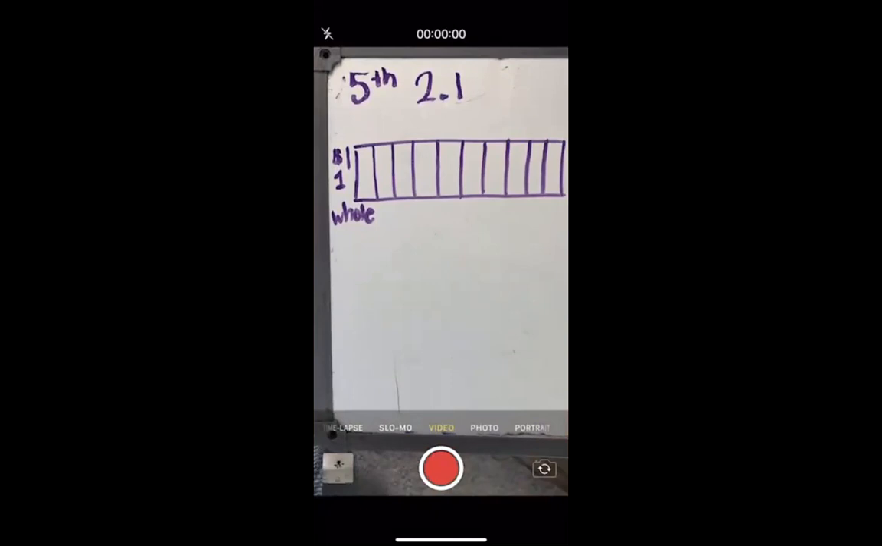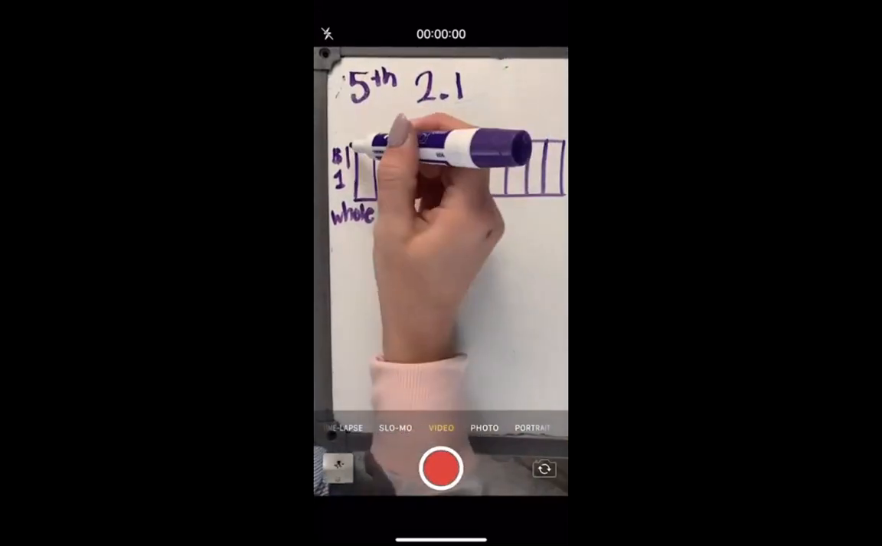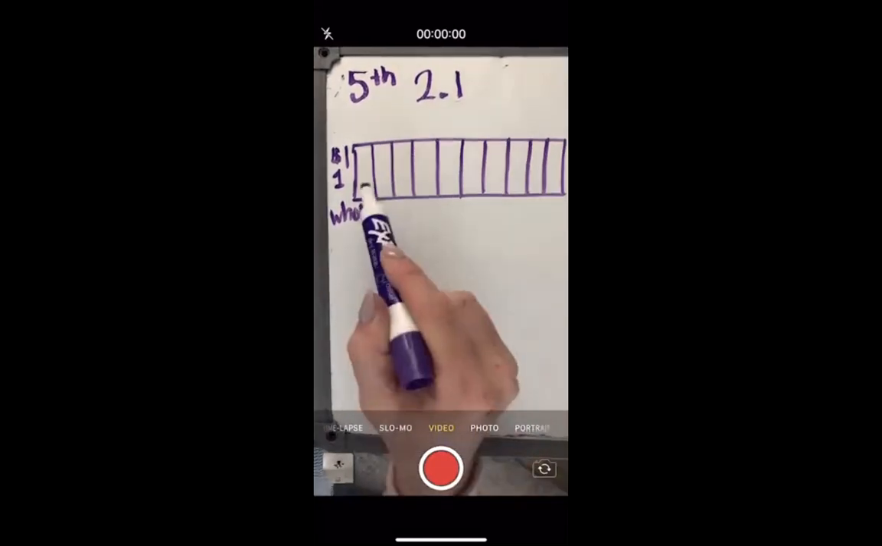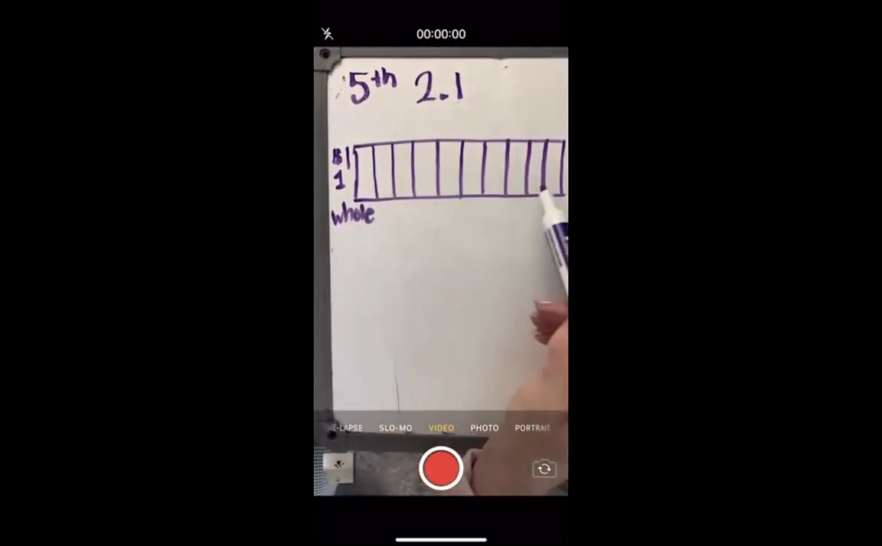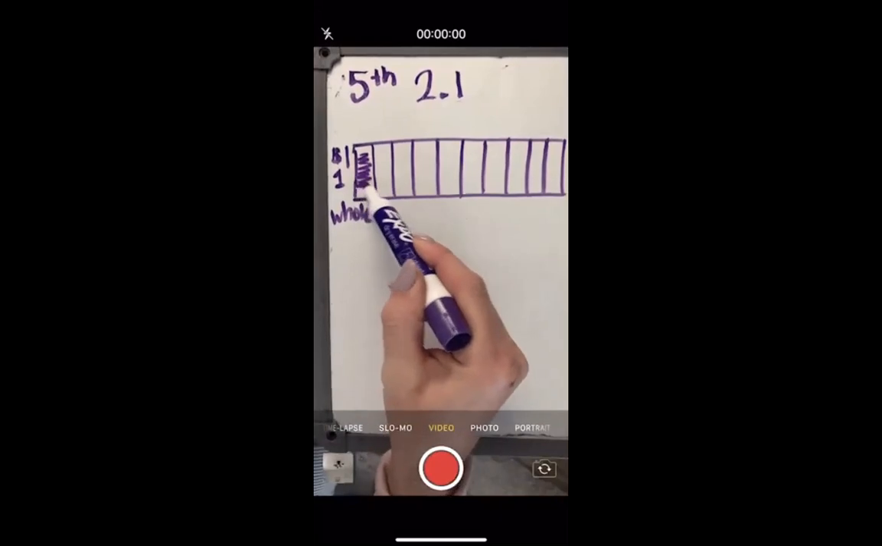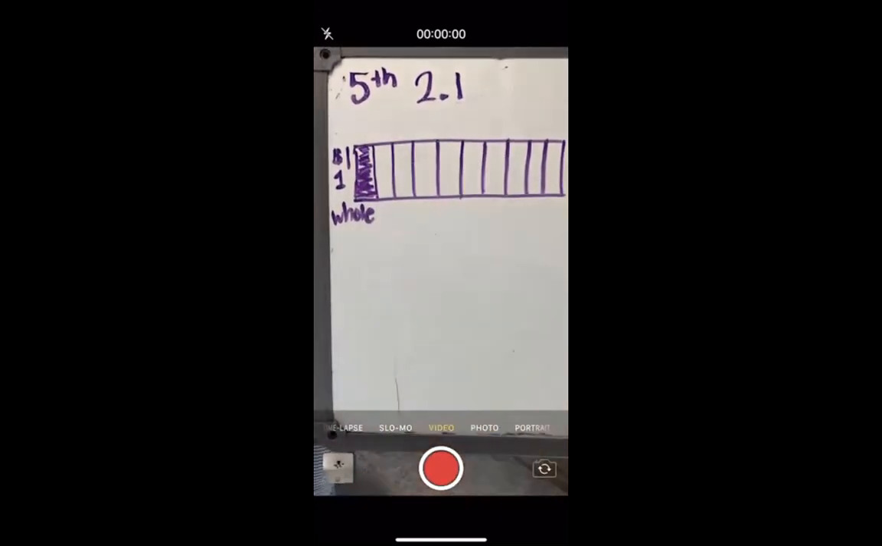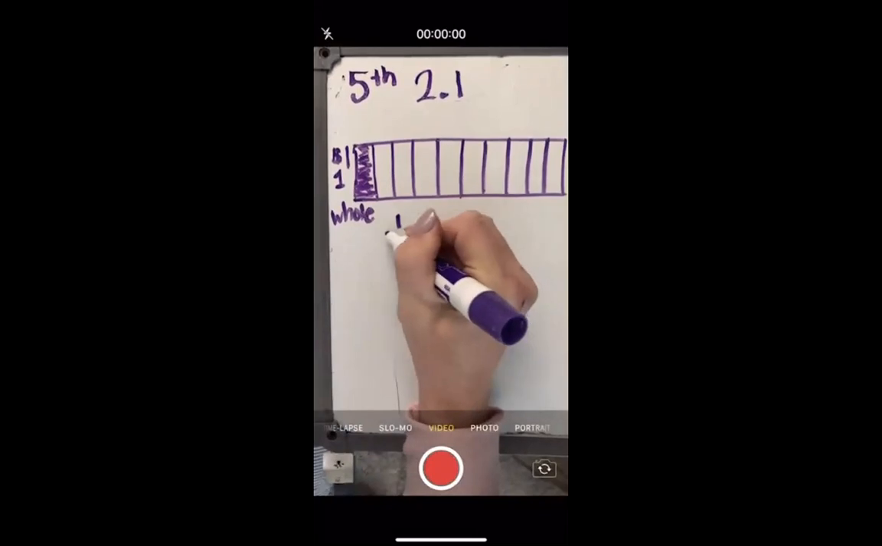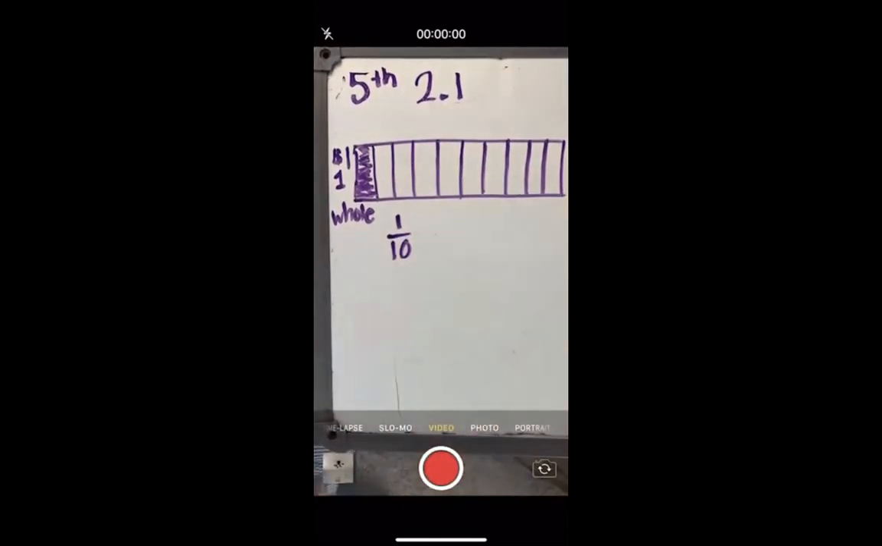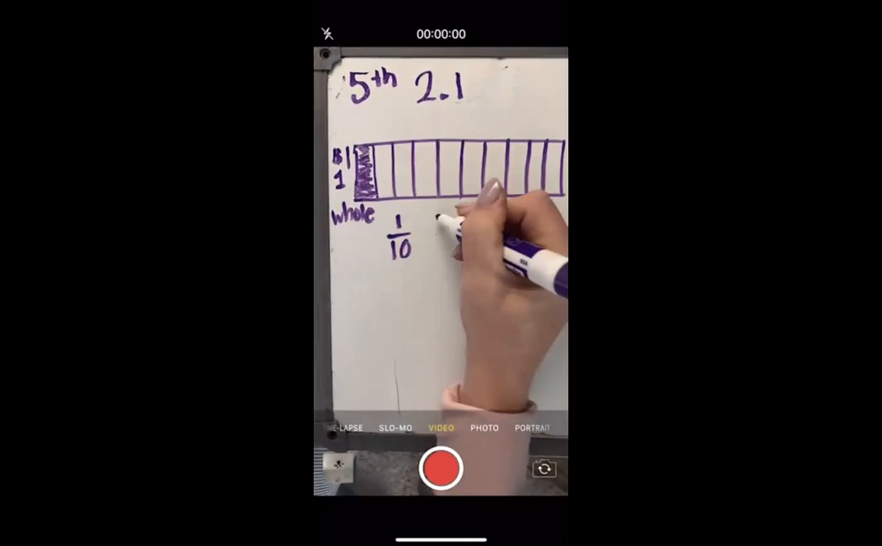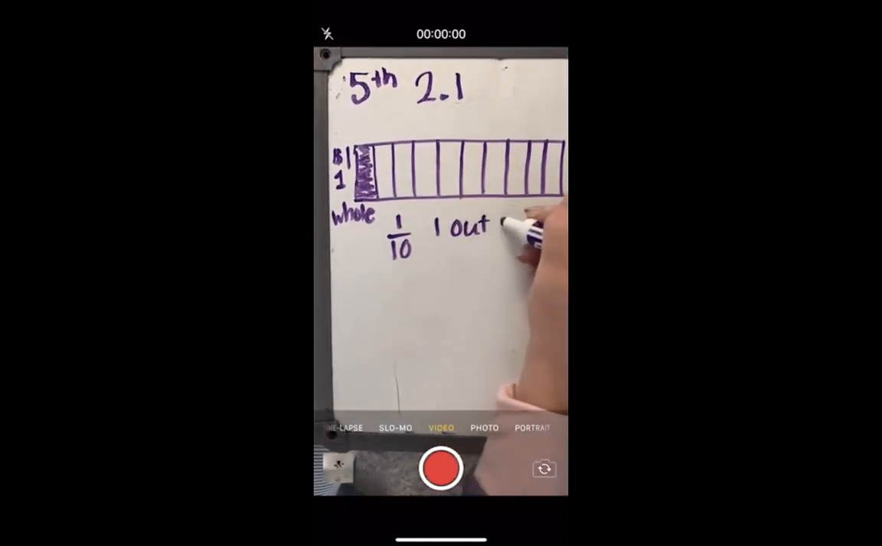All right. So we are now going to use decimal notation to talk about tenths. So I want to ask Miss Aaliyah. I have 10 pieces, right? What would one of these pieces be, Aaliyah? 1/10. Yes, ma'am. 1/10 as a fraction, or 1 out of 10, right? Any idea how we would write that as a decimal?